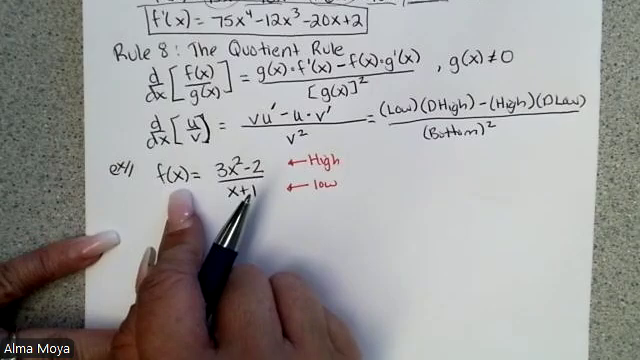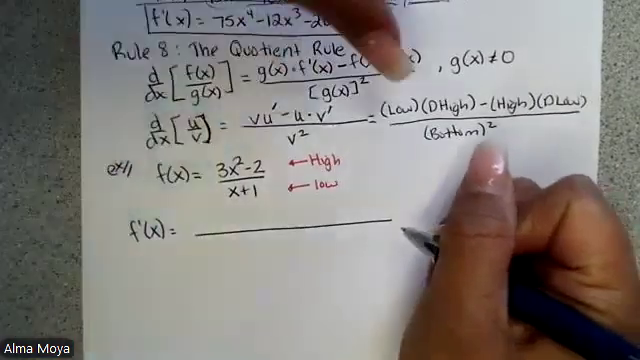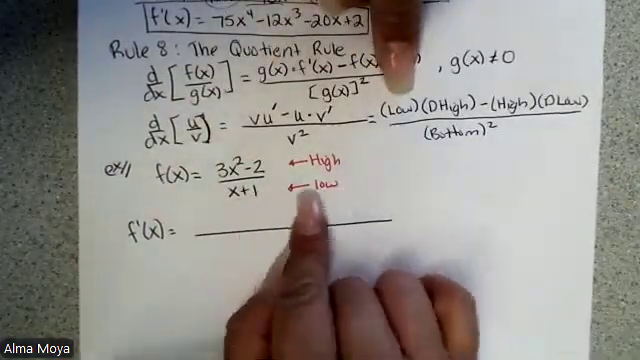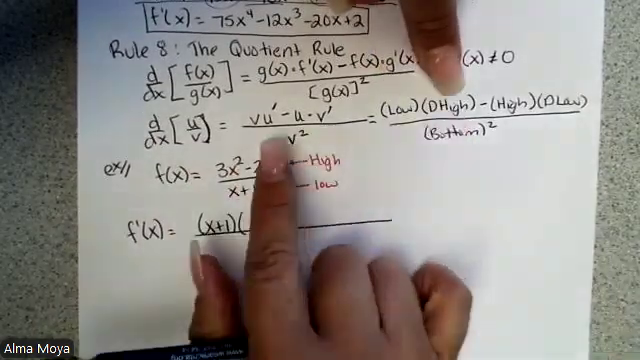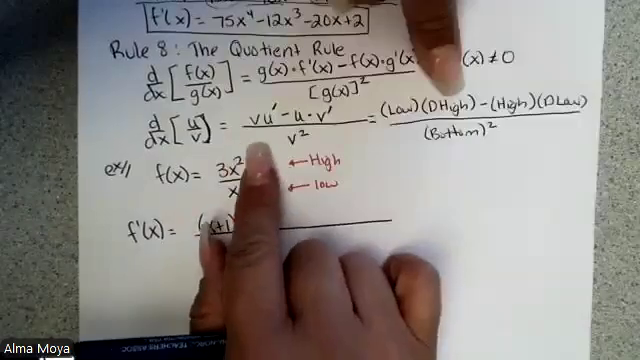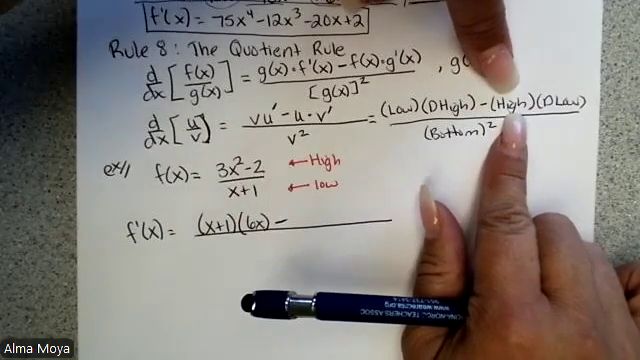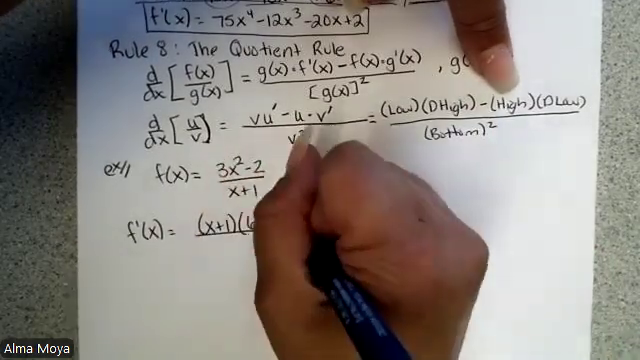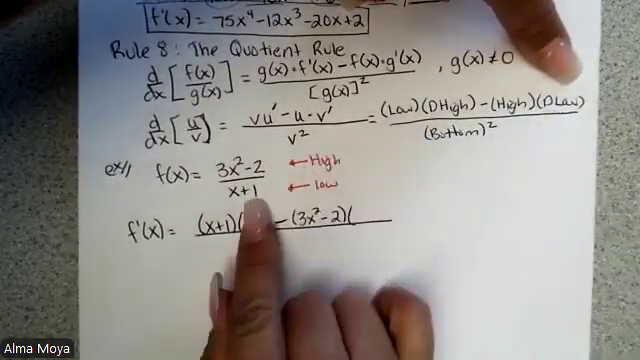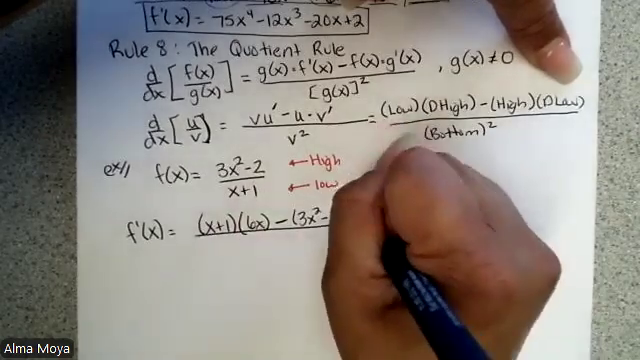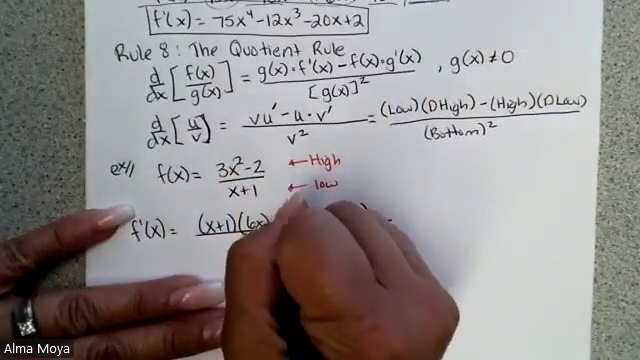So the derivative of f of x is going to be f prime of x. Low is going to be x plus 1. D high, you're going to take the derivative of the numerator, and the derivative of the numerator is just 6x. Subtract. Now you're going to keep the high the same, which is 3x squared minus 2. And then d low is the derivative of the bottom. The derivative of x plus 1 is just 1. And then you're going to divide that by the bottom squared, which is x plus 1 squared.